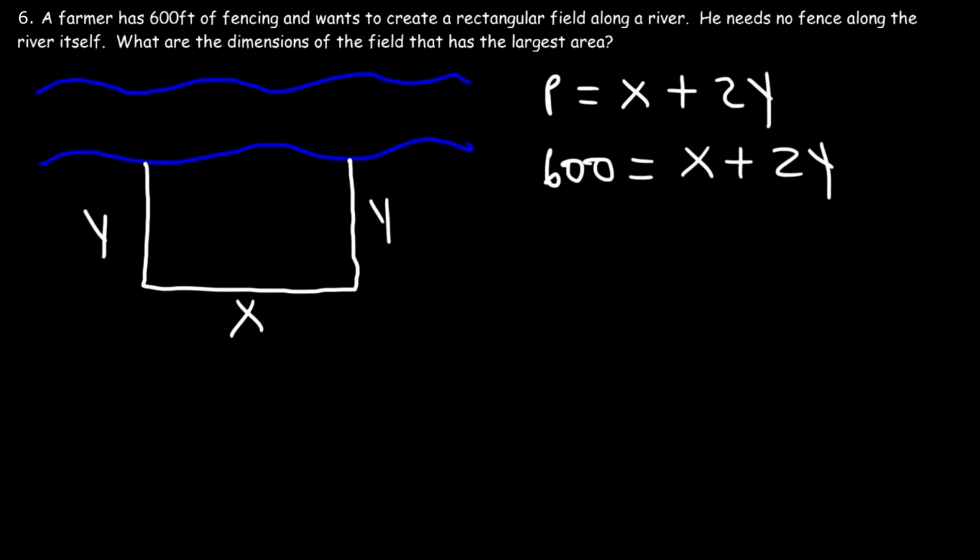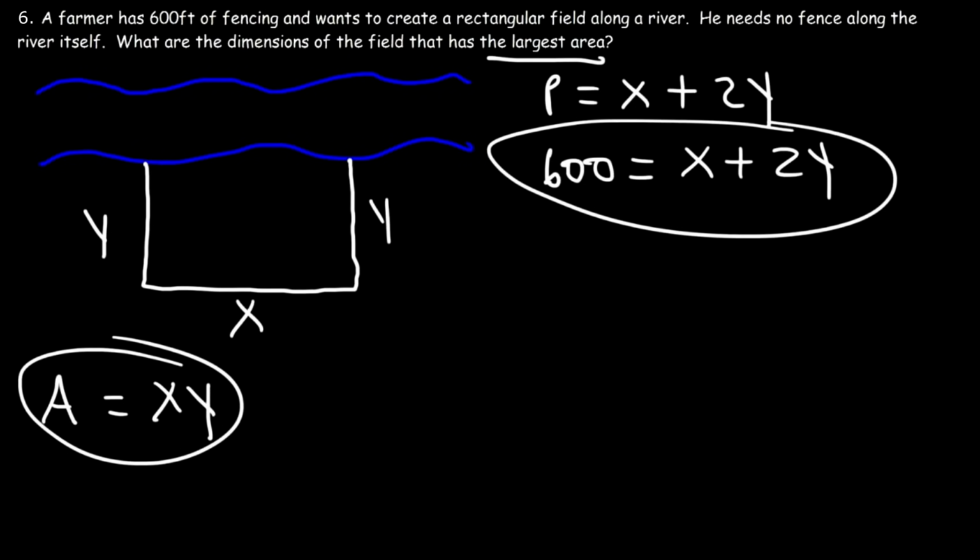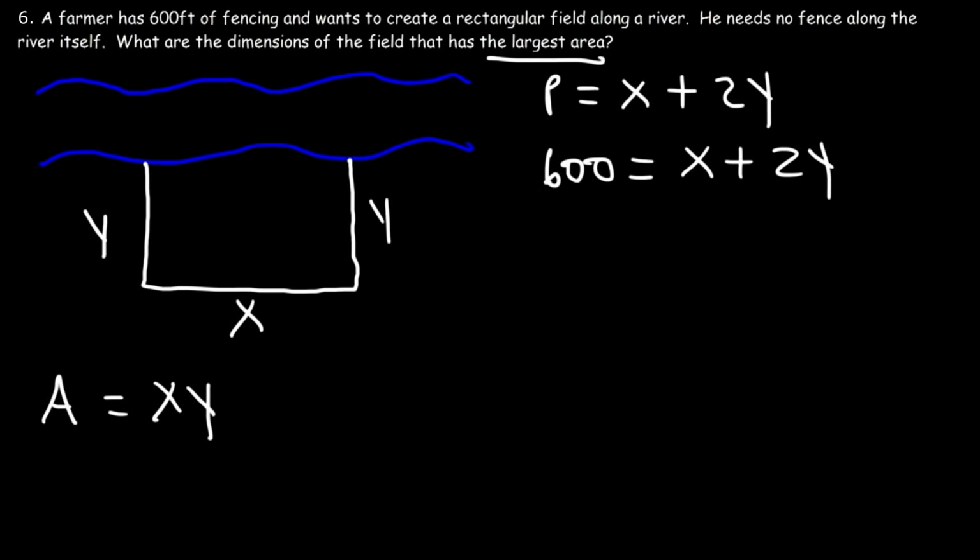Now, he wants to maximize the area. He wants the largest area. And the area of a rectangle is length times width, or in this case, X times Y. So this is the objective function, and this is the constraint. For the constraint equation, should we solve for X or Y? I think it's easier if we solve for X, because if we solve for Y, we have to divide by 2, and you're going to have X over 2, and you have to deal with fractions. So let's subtract both sides by 2Y, or just move it to this side. So we have 600 minus 2Y is equal to X. No fractions.